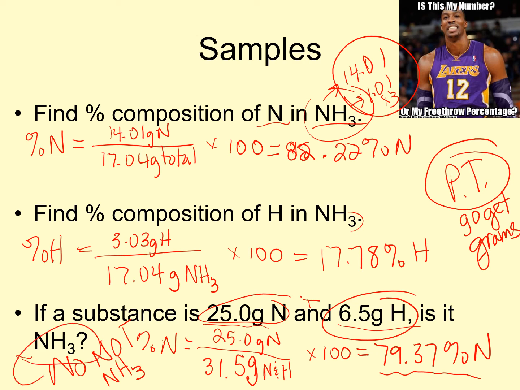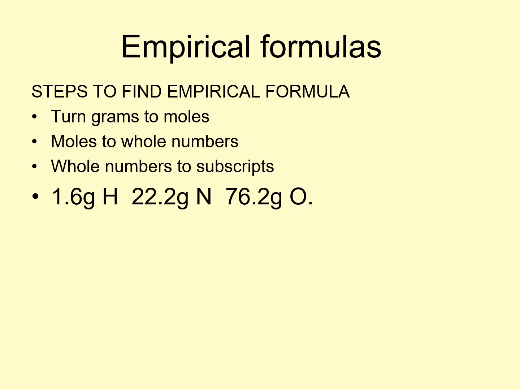NH3 has to have 82.22% nitrogen, or guess what? It is not NH3. This compound does not have that, so it's not NH3. Okay, so we're doing chemistry detective work.